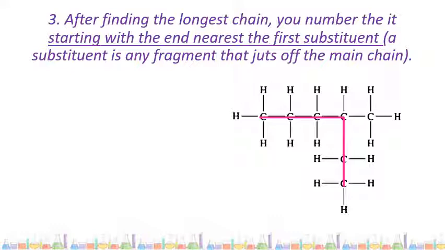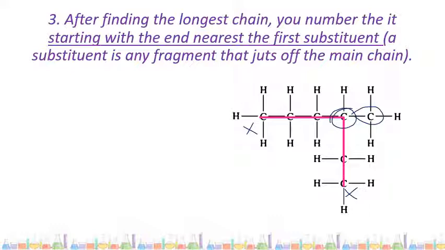We need to be able to name the branch. The first part of doing that is we need to number our carbon chain. So we know we've got 6 carbons, but which end do we start numbering from? We can do it from either end of the chain. But what we want to do is make sure this carbon, which is the one with the chain on it, has the lowest number possible.